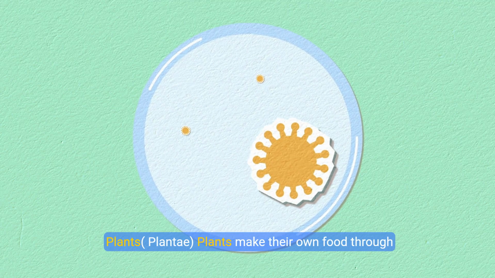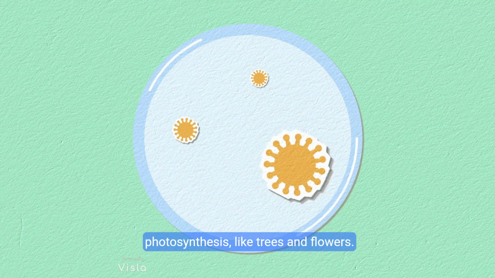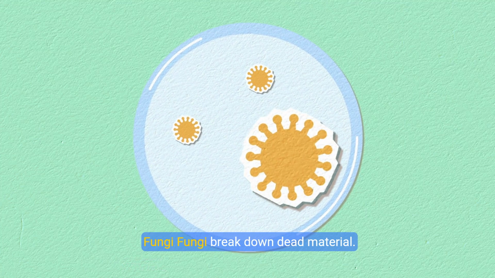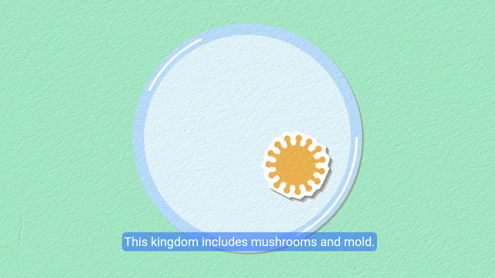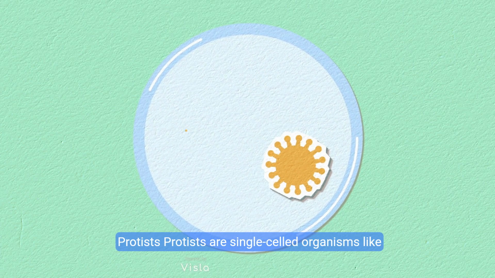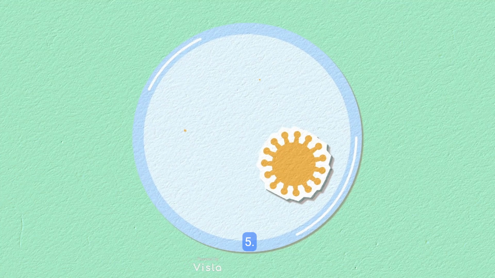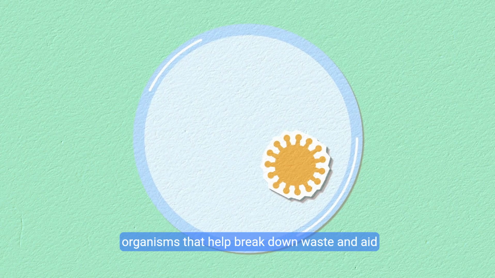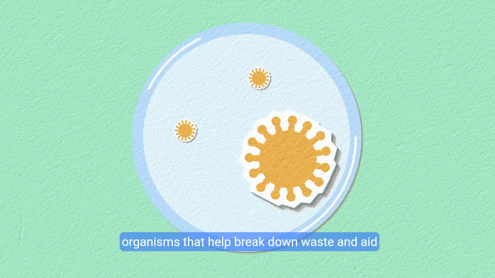2. Plants, Plantae. Plants make their own food through photosynthesis, like trees and flowers. 3. Fungi. Fungi break down dead material. This kingdom includes mushrooms and mold. 4. Protists. Protists are single-celled organisms like algae and amoeba. 5. Monera, bacteria. Bacteria are simple, single-celled organisms that help break down waste and aid digestion.